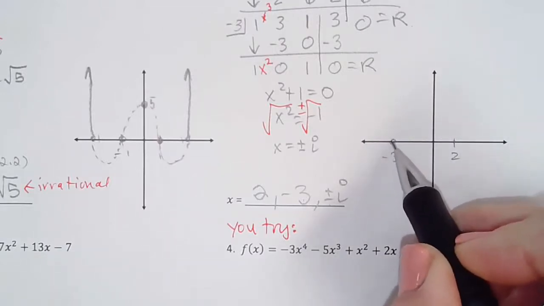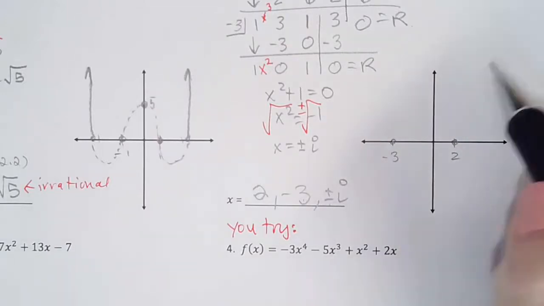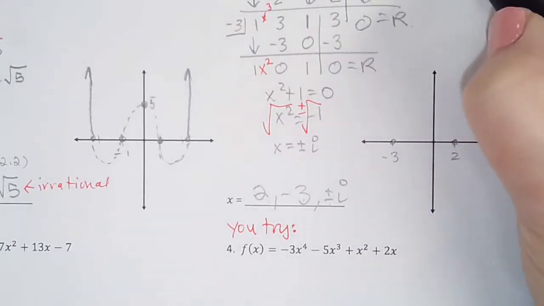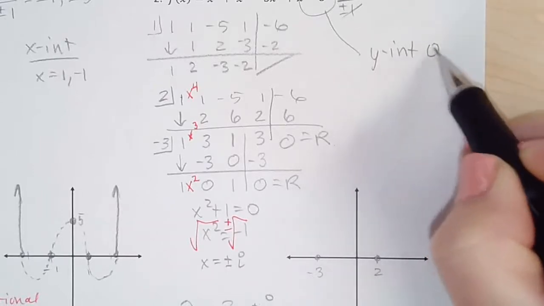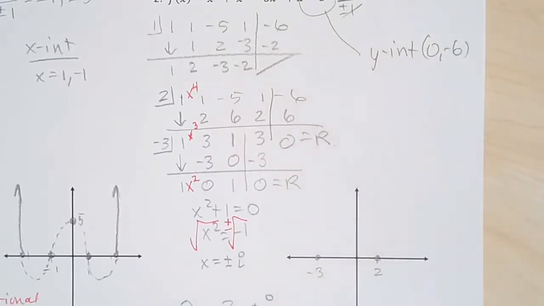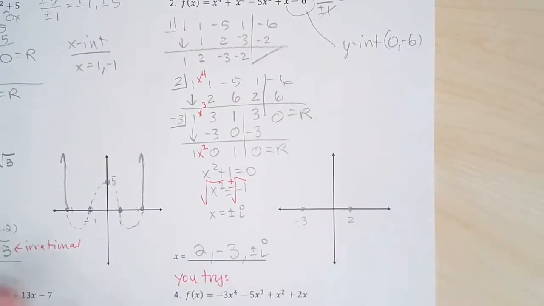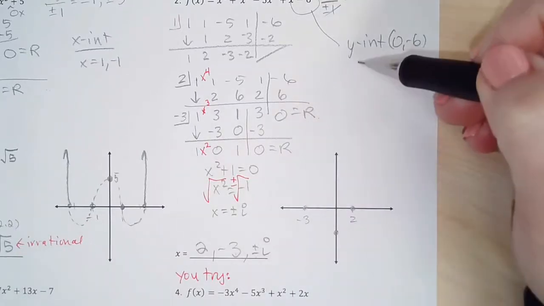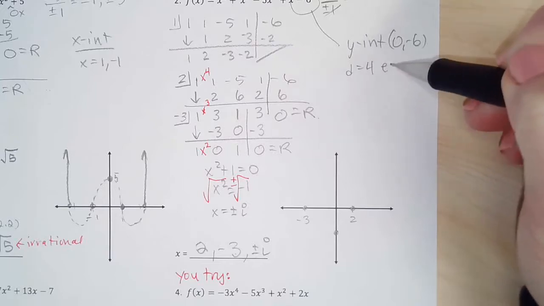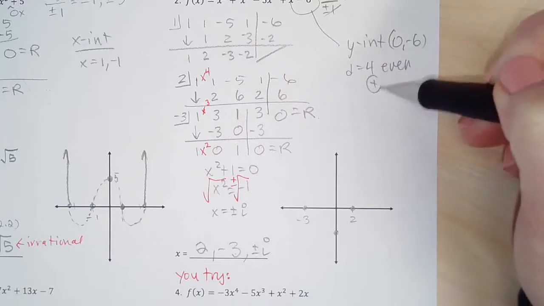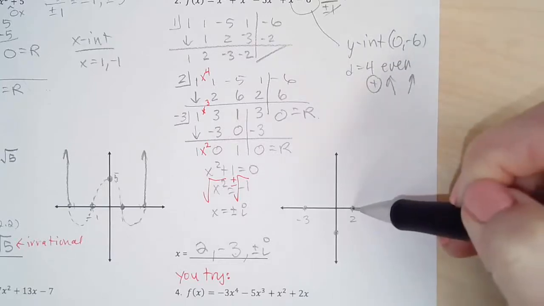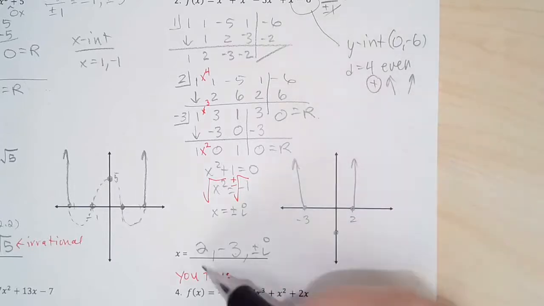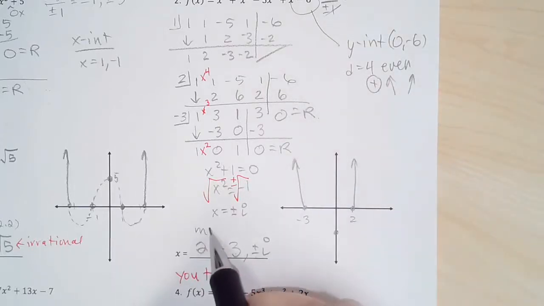Our y-intercept is 0, negative 6. And so we are going to plot that right here. The degree is 4. 4 is an even number. The leading coefficient is positive, so it's up on both ends. No multiplicity other than 1 for all of our solutions.